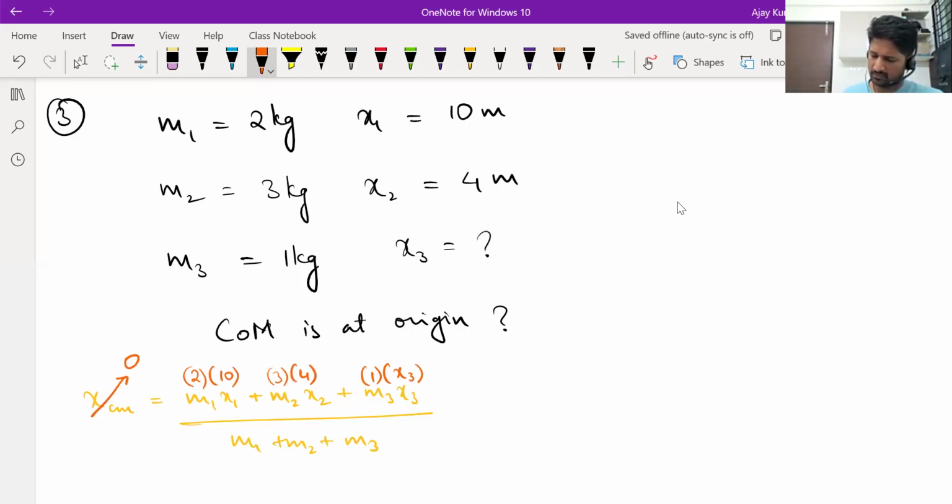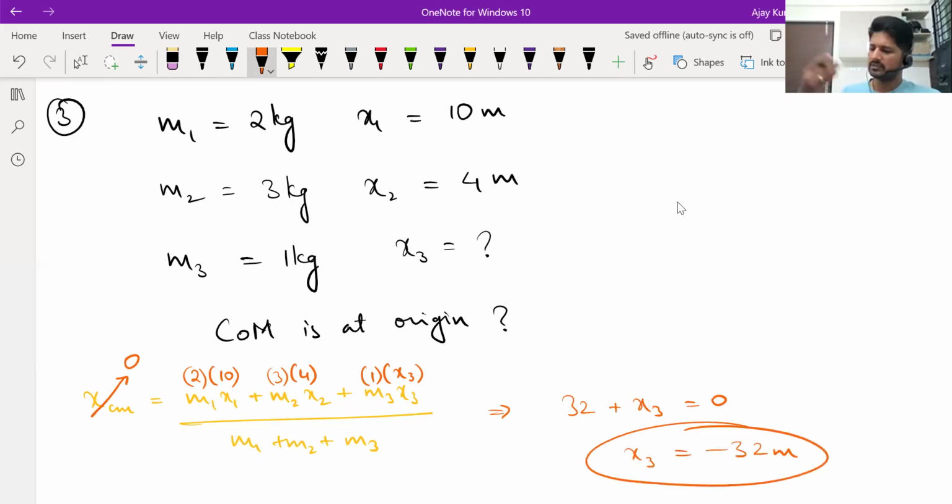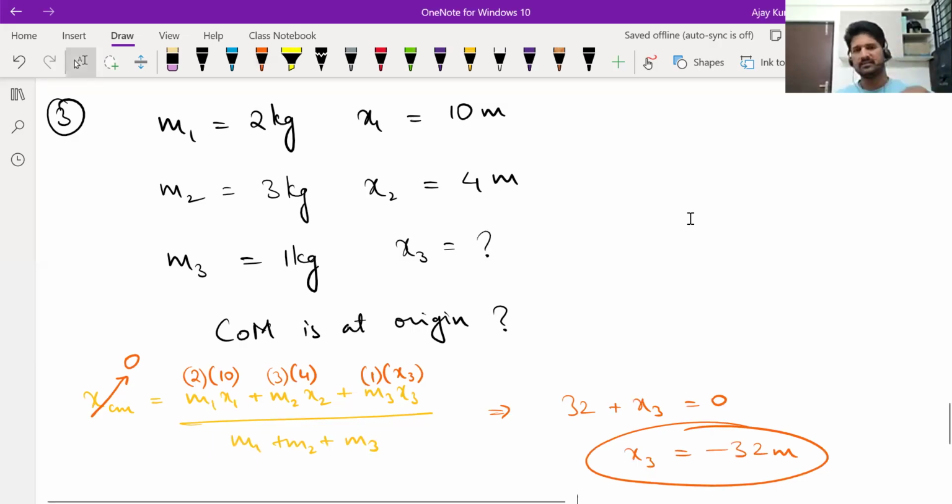Divide by total mass doesn't matter. It will go to the other side and get multiplied and become 0. So you can say 20 plus 3 fours is 12, 32 plus x3 is equal to 0. So x3 is minus 32 meters. So that is where you should place the third particle such that the center of mass of the whole system is at the origin. Okay, simple calculation.